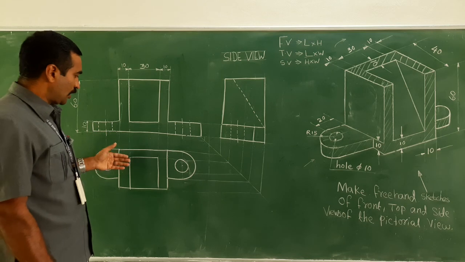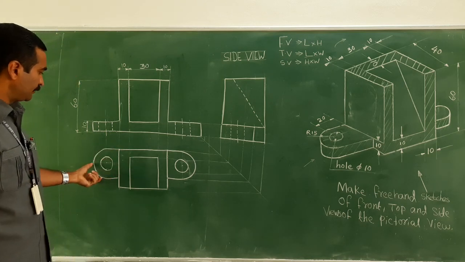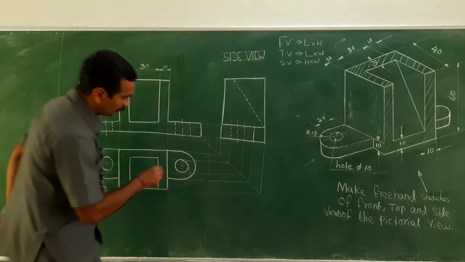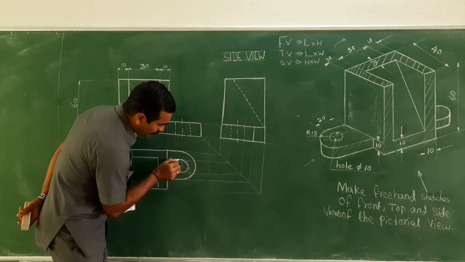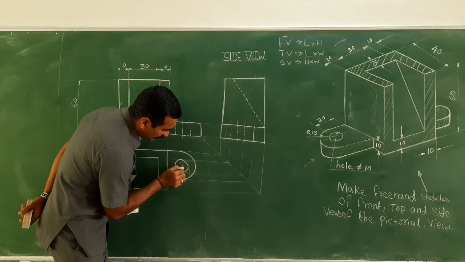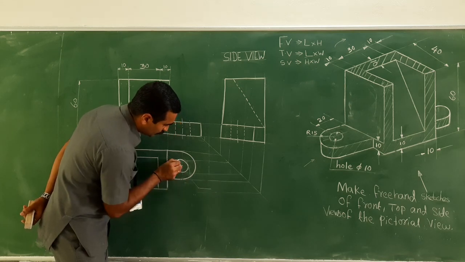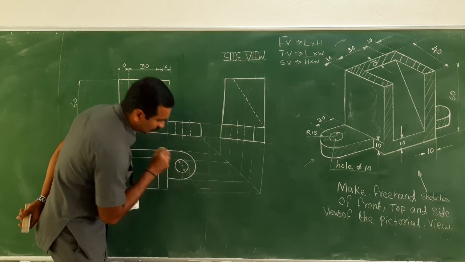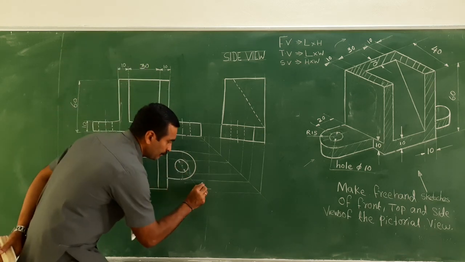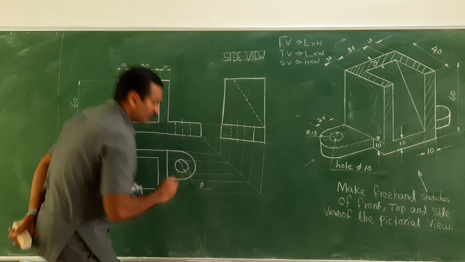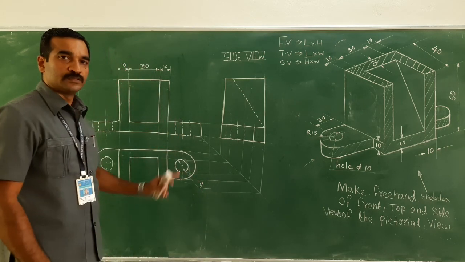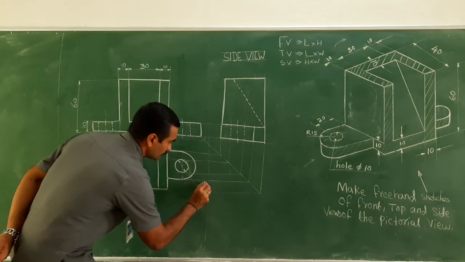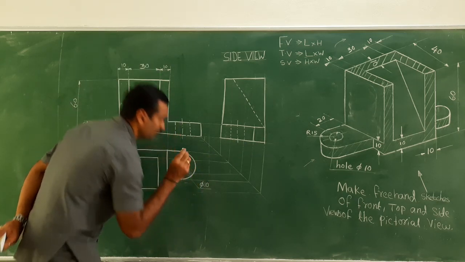For the top view, this particular circle and the semicircle are visible, so I am going to mark that. This can be mentioned with a leader line, specifying the boundary of the circle in this manner, and the symbol of representation, phi, denotes the diameter of the circle. So dia 10. Fine.